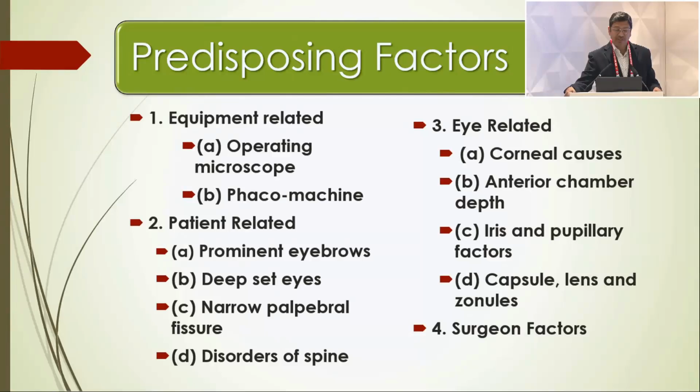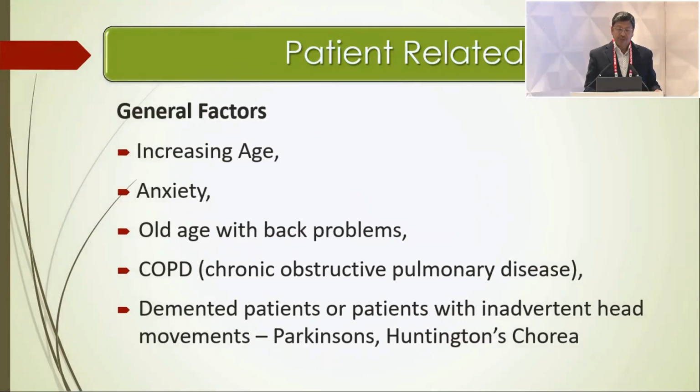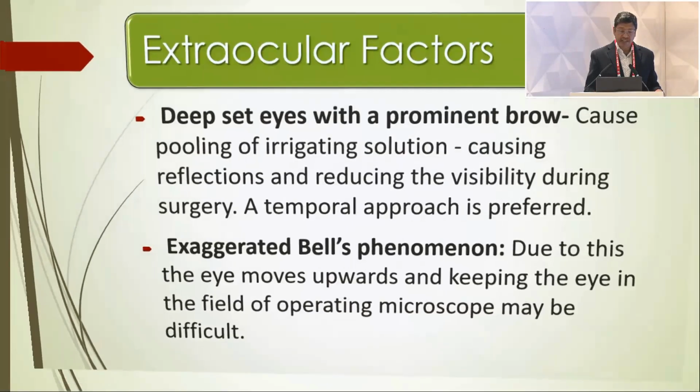We divide the predisposing factors into 4 categories: equipment related, patient related, eye related, and surgeon related. In the equipment related, it can be a microscope or phaco machine going faulty. Patient factors can be prominent eyebrows, deep set eyes, narrow palpebral fissure, spine problems. Eye related could be corneal, anterior chamber, or iris and lens related, and surgeon factors, of course. A patient with increased age, having back problems, too much anxiety, breathing issues because of COPD, all these increase risk of PC rent. Inadvertent head movements due to Parkinson's, Huntington's chorea are also high-risk patients.